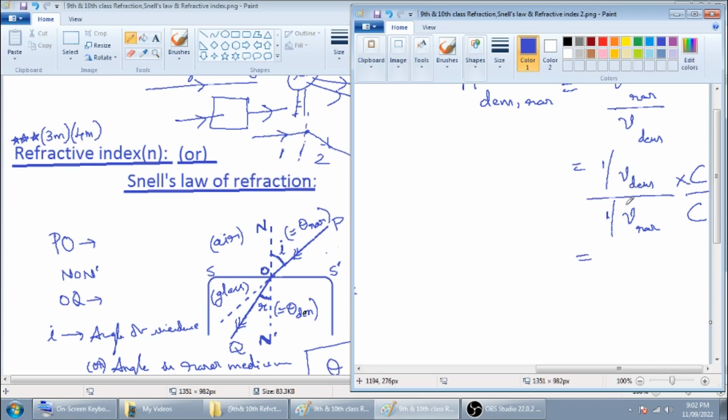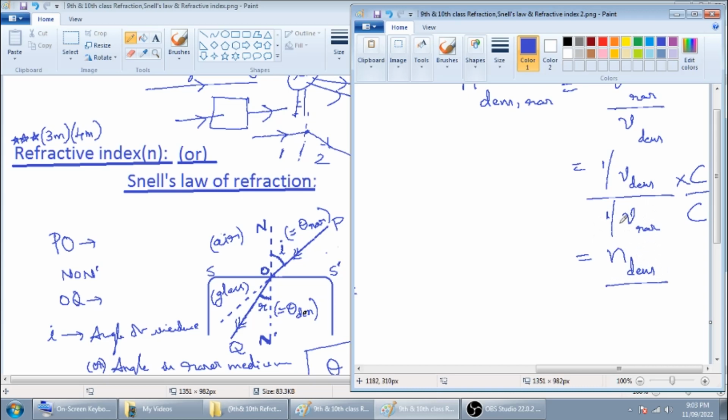Any doubt, just pause the video and observe this. The important thing is that the steps should be understood clearly. Even if it takes 1 or 2 minutes, it doesn't matter. We are directly applying the definition of absolute refractive index. Velocity of light in vacuum, a constant, divided by velocity of light in any medium is nothing but the absolute refractive index of that medium. So this numerator, C divided by V denser, is nothing but the absolute refractive index of the denser medium, N denser.